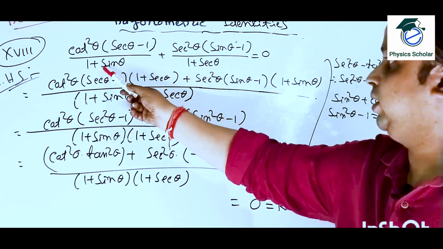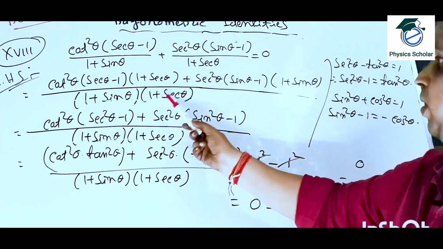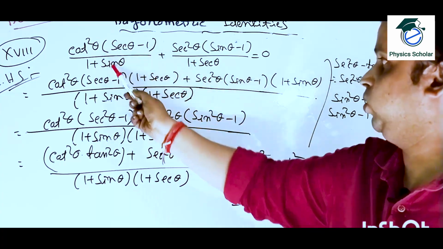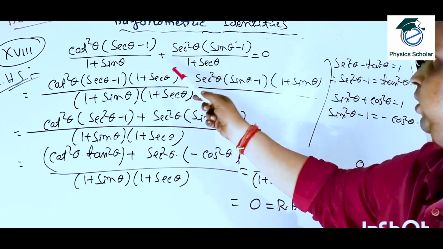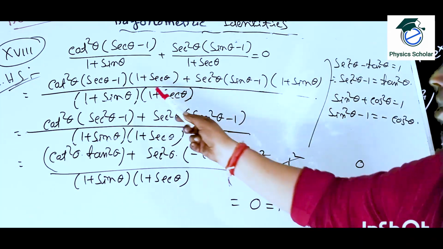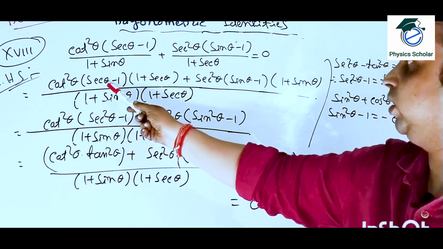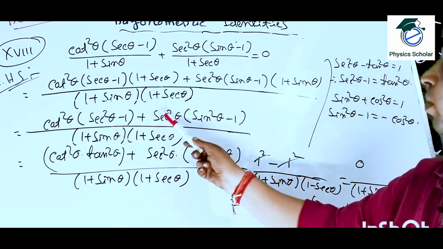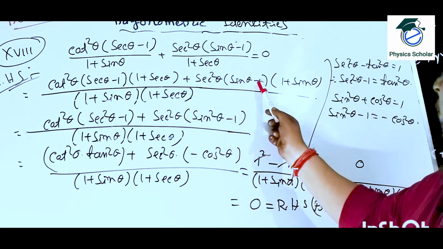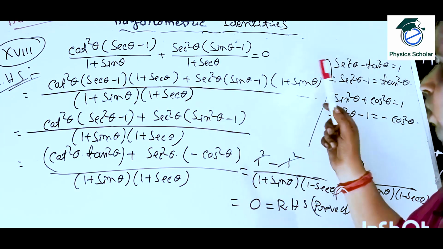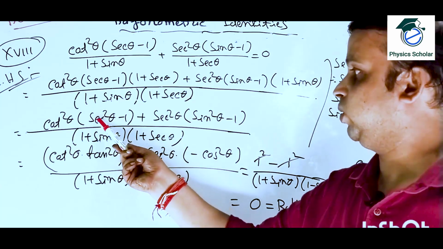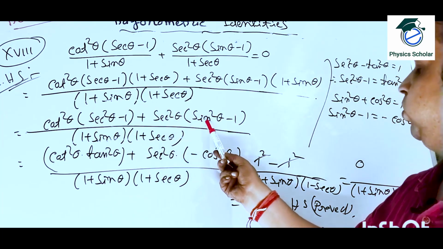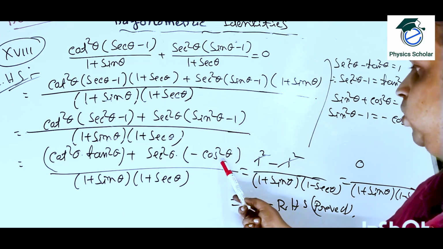So here 1 plus sin theta into 1 plus sec theta will be the LCM. So this will be cancelled. So this into 1 plus sec theta plus this into 1 plus sin theta. Clear? So cos square theta as it is. So sec theta minus 1 into sec theta plus 1 means a square minus b square, sec square theta minus 1, plus sec square theta as it is, a plus b into a minus b, that means sin square theta minus 1. Clear? So now here sec square theta minus 1 means tan square theta plus what? Sec square theta into sin square theta minus 1 means minus cos square theta.